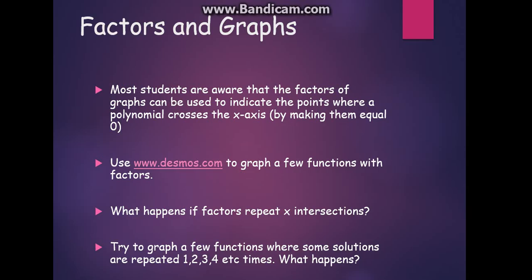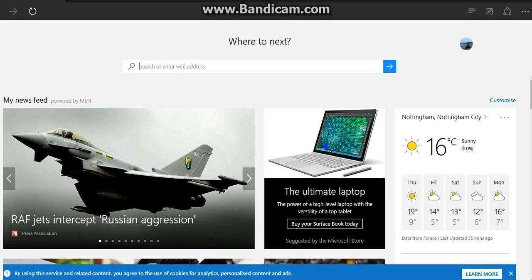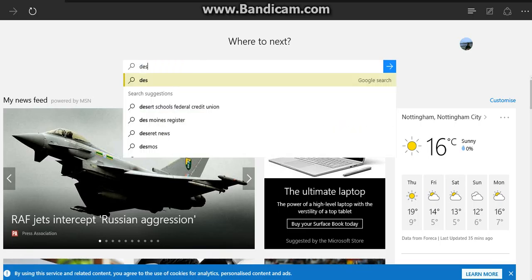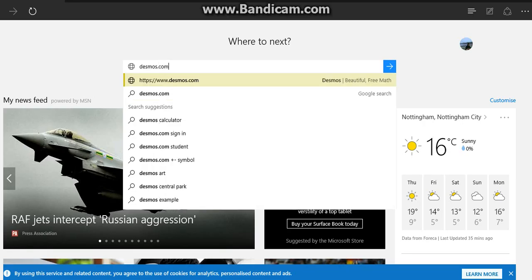Now most students are aware, as it says on the slide, that the factors of graphs can be used to indicate the points where a polynomial crosses the x-axis. To do this, we simply take the factors and make them equal to 0. What I thought we'd do first of all is take Desmos, which is a graphing calculator program, and open that up.